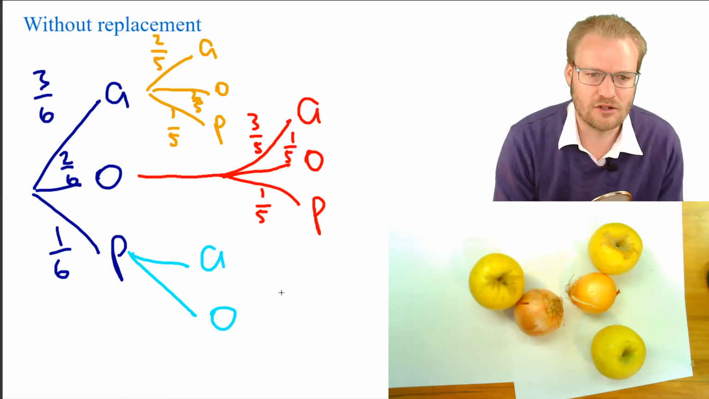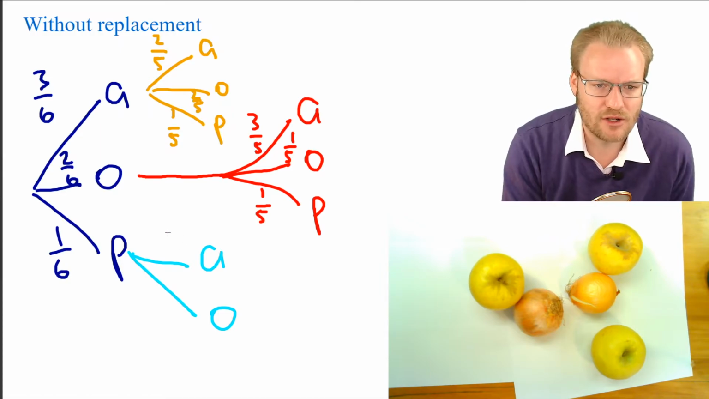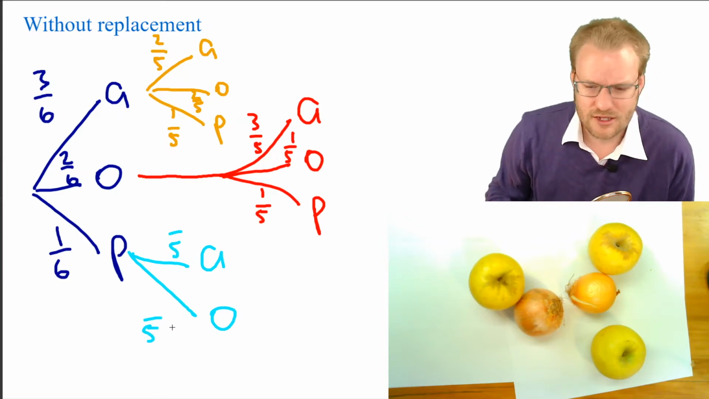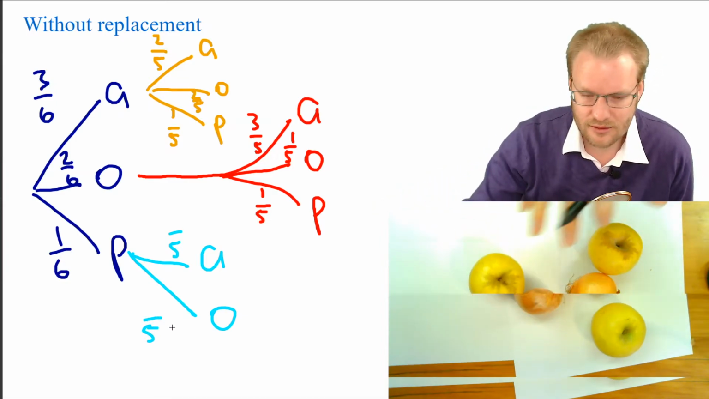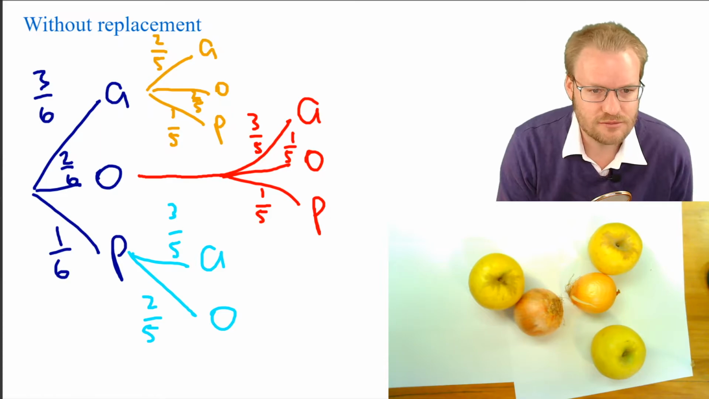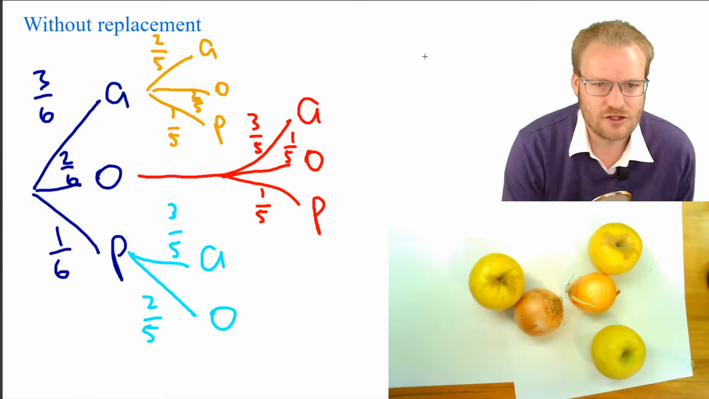Either way, I would not draw it because there's no probability. So we got apples. Still got 5 things on the table. 5 things. What's the probability? Well, there are 2 onions, 3 apples. Well, let's start with apples. 3 apples, 2 onions. So let's look at our tree diagram to answer that very first question.